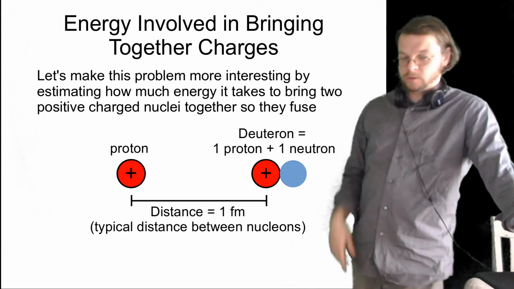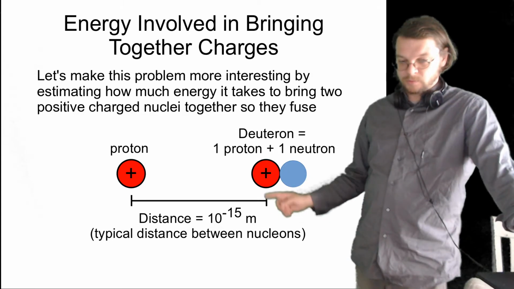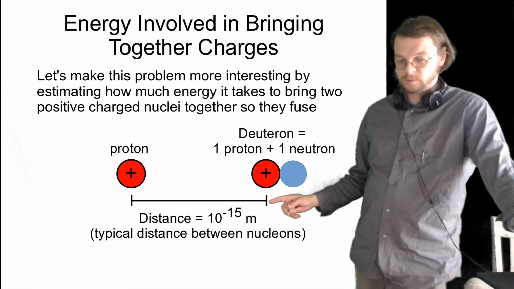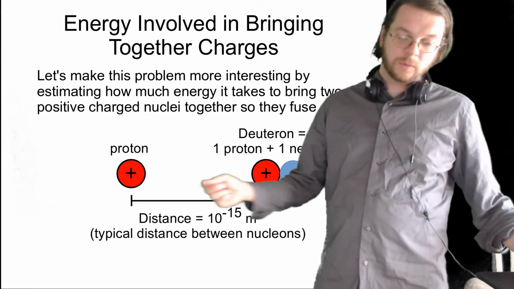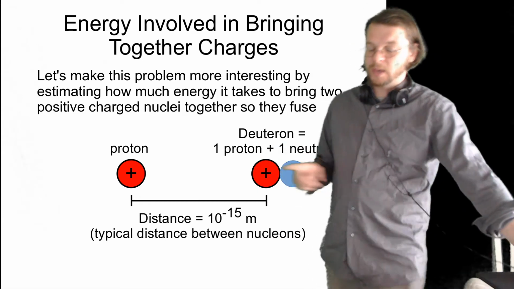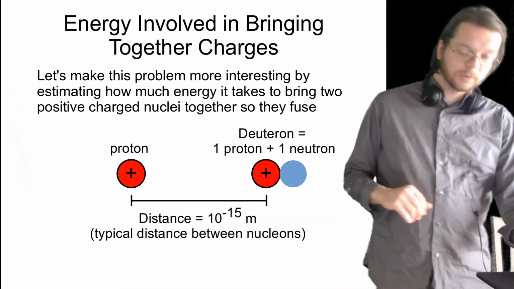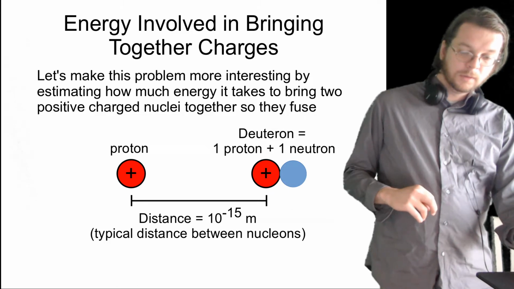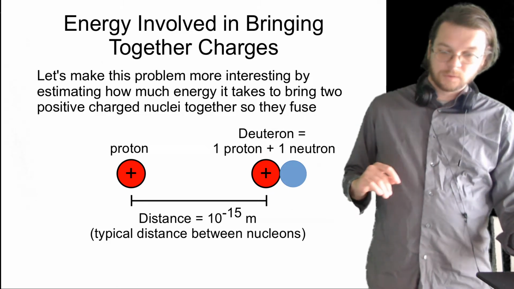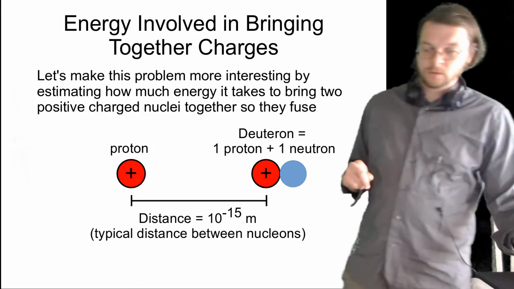Trivia night. What's a femto? A femto is 10 to the minus 15. It's very small. And if we can get it within 1 femtometer, then it's likely to fuse. If we can't get it into 1 femtometer, it's not super likely to fuse. Long story short, that's what we're going to try to do.